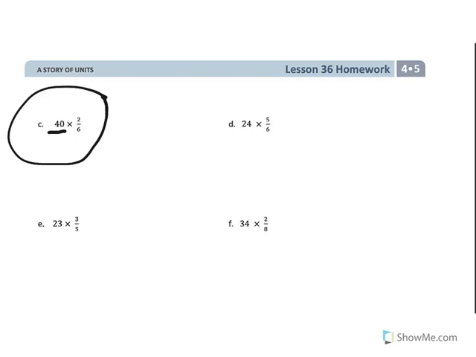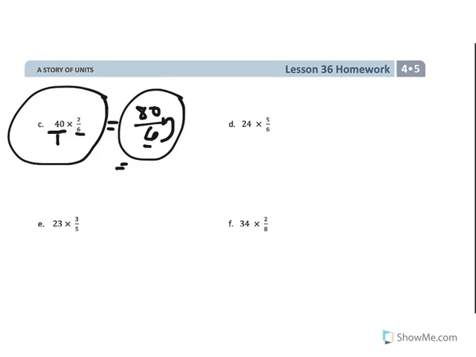So 40 is the same as 40 over 1, and now we can just multiply straight across. 40 times 2 equals 80. 1 times 6 equals 6. So notice our denominator stays the same, 6, that's our units, and then we just multiply our whole number by our numerator, 40 times 2, 80 over 6. And we can leave it in that form, or we can change it into a mixed number.